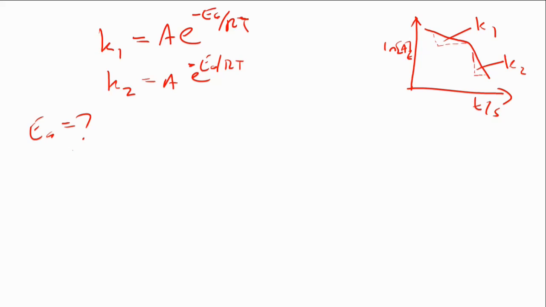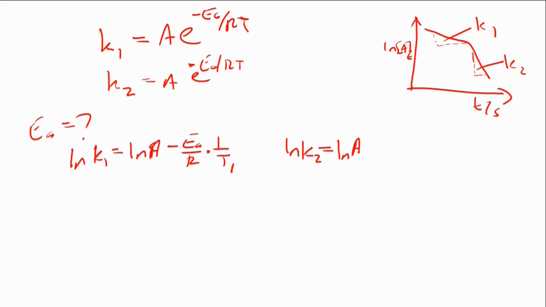Okay. So now I end up with ln k1 is equal to ln A minus Ea over R times 1 over T, and I'm going to call this one T1, yes? I'm going to do the same thing for the other equation, so I will end up with now ln k2 is equal to ln A.